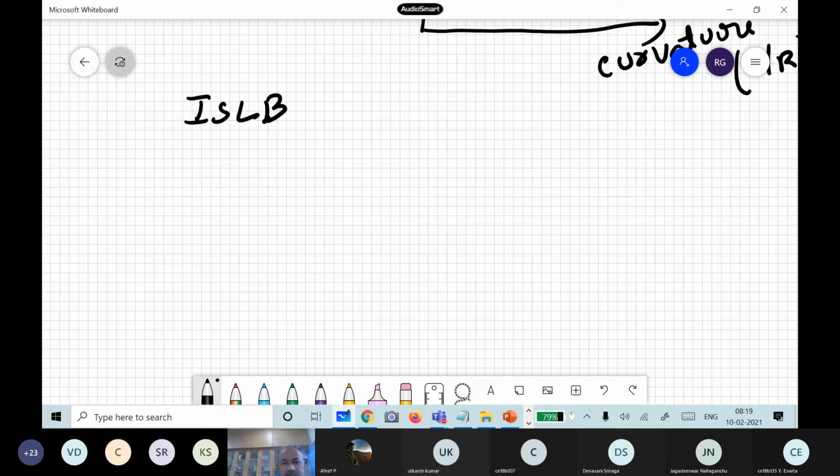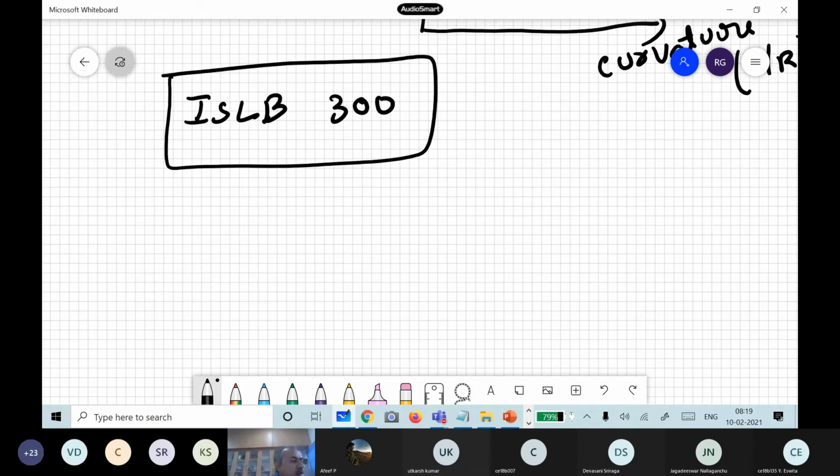So this is an I section, ISLB 300. This is the I section which we want to classify, whether it is plastic, semi-compact, or some other type of cross section. To do that, first you have to open your steel tables.